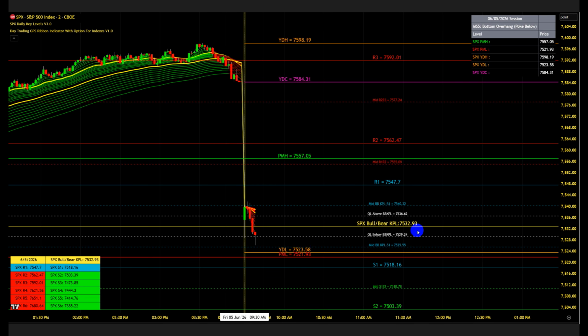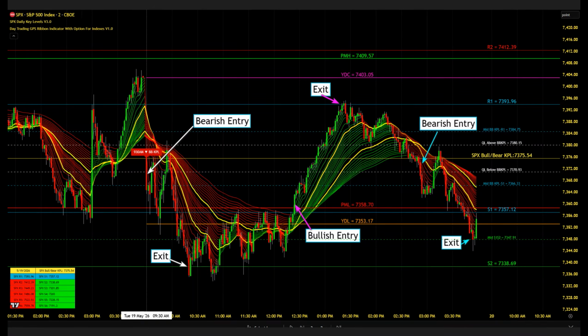One of the most important main key levels generated each day is the bull-bear key price level, also known as the BBKPL. The BBKPL acts as a major decision point during the session. When price closes above it, the market is showing bullish strength. When price closes below it, the market is showing bearish strength. However, a candle close above or below a key level alone is never enough. Every trade entry also requires ribbon confirmation.